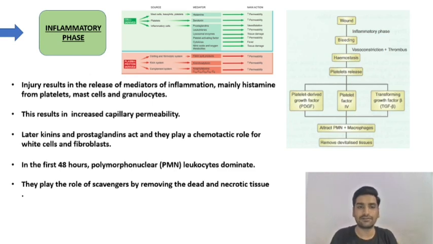So the first thing that will happen is, as soon as injury occurs, there is going to be release of chemical mediators of inflammation. After the flow chart, that is clot formation, there will be release of inflammatory mediators, basically histamine, which will be released from mast cells, basophils and platelets. Now what do they cause? They cause increased permeability of the vessel. Later, kinins as well as prostaglandins will also be released. Now what do prostaglandins do? Prostaglandins are going to help you in dilatation of your vessel.